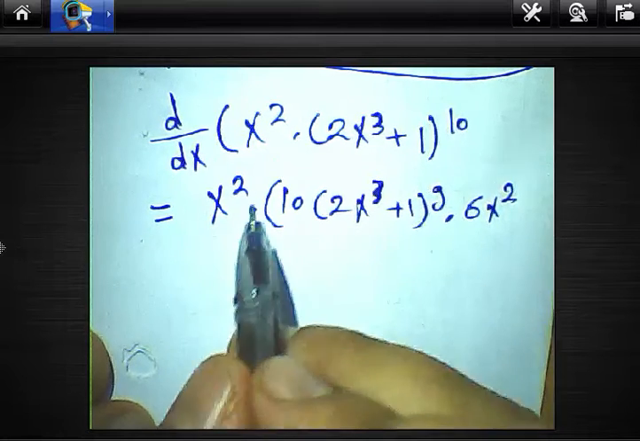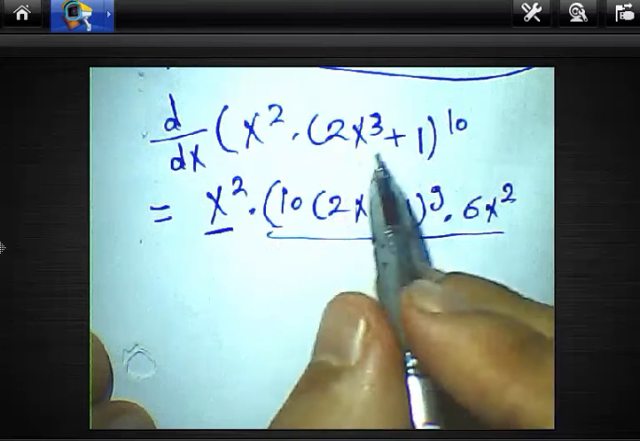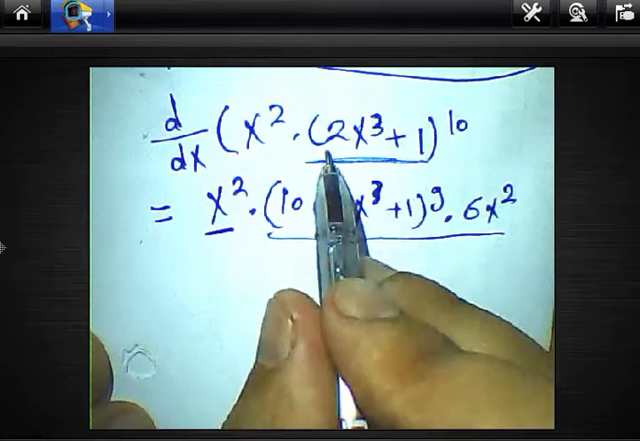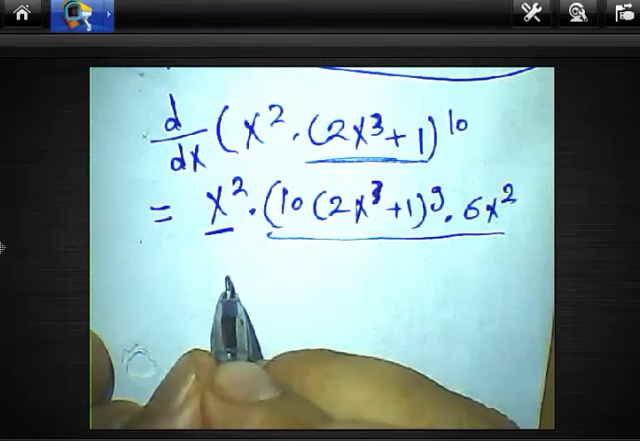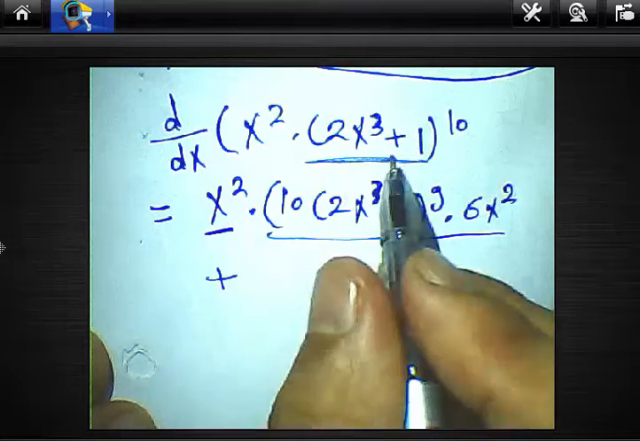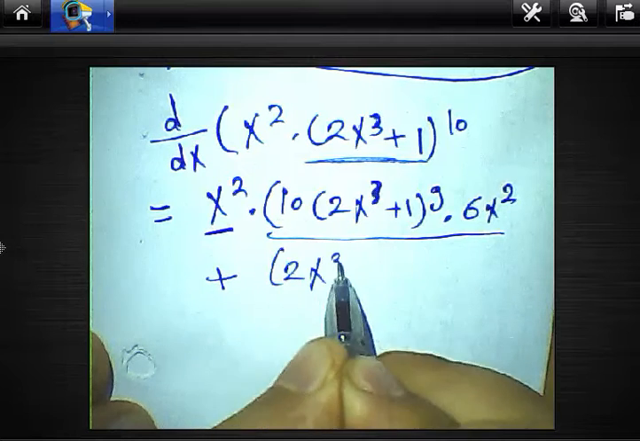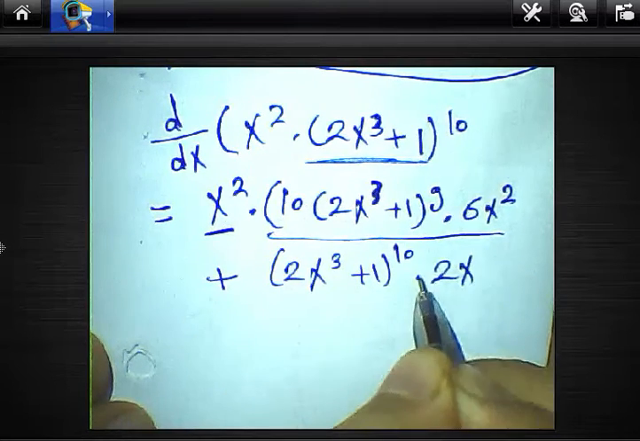Again we write the first, multiply by the derivative of the second. We must drop the power here and subtract 1 from this power, and the derivative of this expression will be 6x power 2. Then we write plus the second, multiplied by the derivative of the first. The second here is 2x power 3 plus 1 all power 10, multiplied by the derivative of x power 2, which will be 2x.